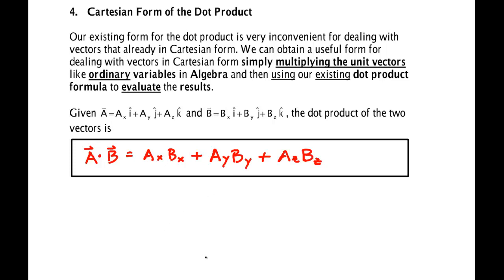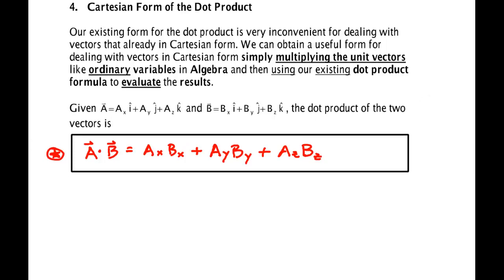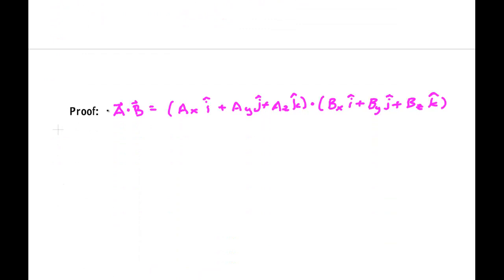Now, we'll show you that this is actually true. This is certainly a formula that you want to commit to memory. And the proof is not very hard. It's basically just from algebra class. So here's what we're going to do. We write a dot b as ax i hat, ay j hat, az k hat, dotted with bx i hat, by j hat, bz k hat. This is like x, y, and z, being multiplied by something like a, b, and c.